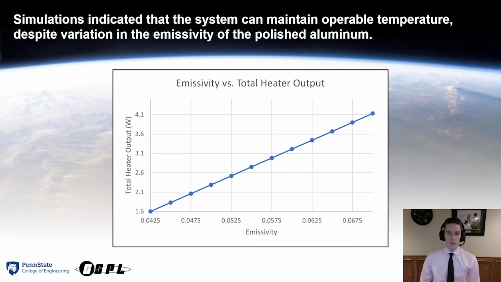It is known that the emissivity from polishing aluminum is between 0.04 and 0.051. The target emissivity for the payload of 0.0425 is within this range, but it is unlikely that polishing the aluminum will produce this exact value. As shown by the above graph, the required emissivity for the housing is directly proportional to the heater power needed to maintain operational temperatures. This means that with some variation in the emissivity of the polished aluminum, adjustments in heater power will successfully maintain operational temperatures.